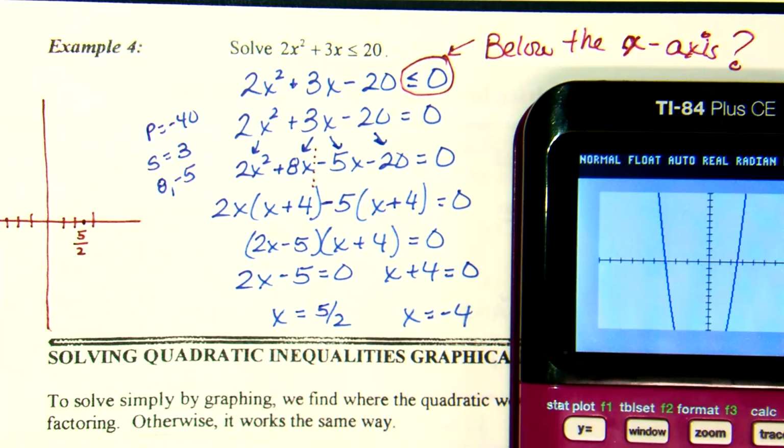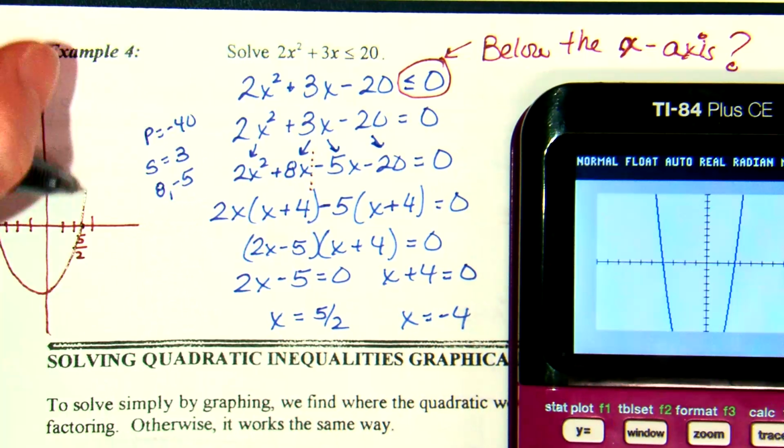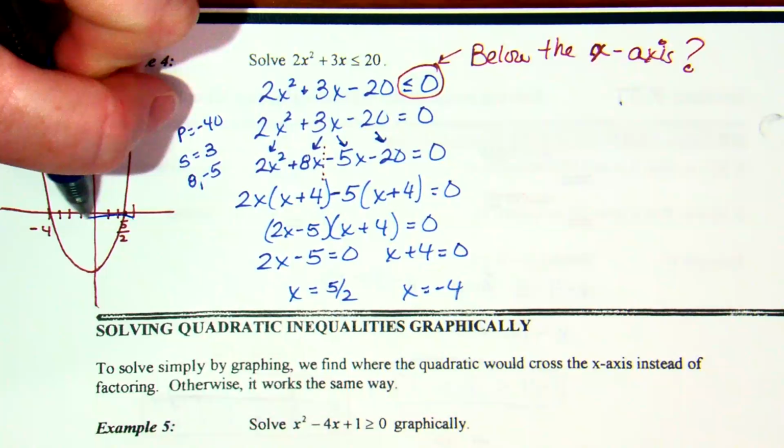Okay, so we have this parabola going through -4 and 2.5. Now, the question was, where is my graph below the x-axis? So what section am I talking about here? Where's my graph below the x-axis? The bottom part of the parabola, right? The bottom part of the U-shape?